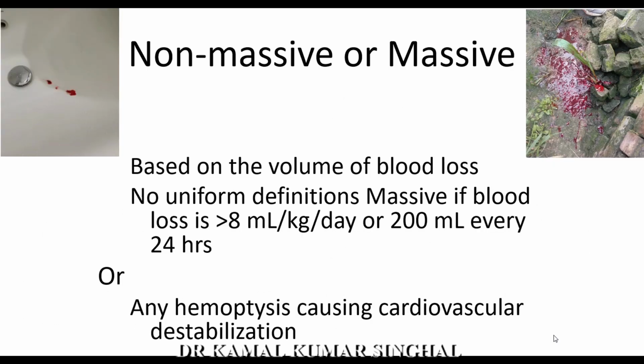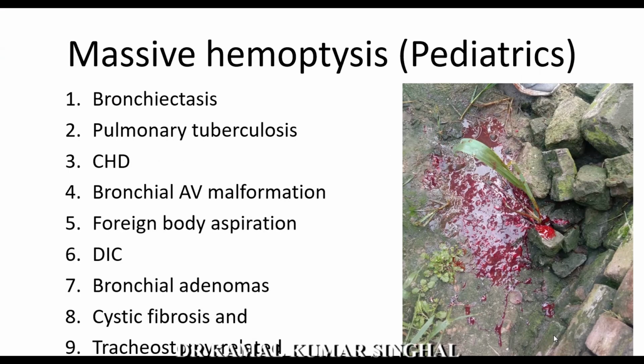The next step is to differentiate whether this is a non-massive or a massive hemorrhage. Although there is no uniform definition of massive, if blood loss is more than 8 ml per kg per day or 200 ml every 24 hours, it is massive. Or irrespective of the amount of blood loss, if there is any cardiovascular destabilization, this will be labeled as massive hemoptysis.